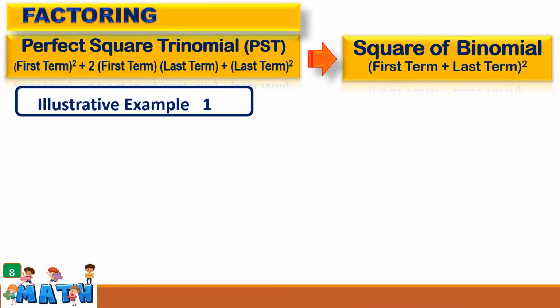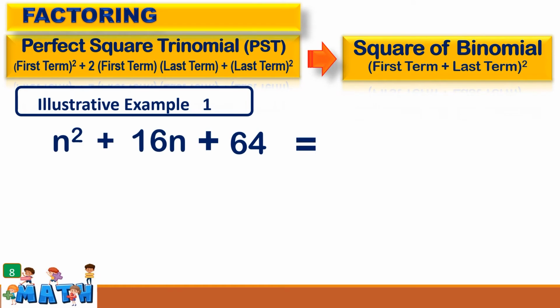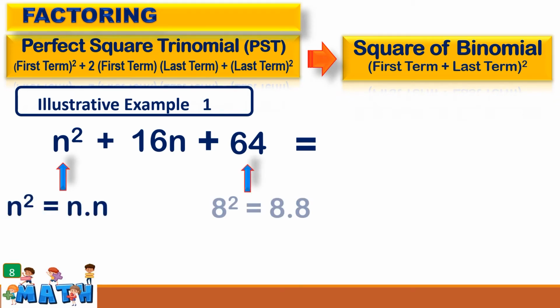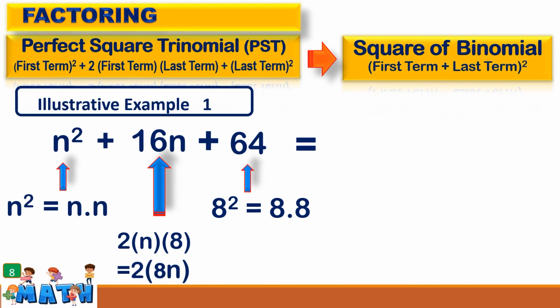Let's try example number 1. So we're going to factor n squared plus 16n plus 64. So what are we going to do? Check whether the first and last terms are perfect squares. The first term is n squared, and it can be written as n times n, and 64 can be written as 8 squared or 8 times 8. And checking for the middle term, we have n times 8 is 8n, times 2 is 16n. So we have a perfect square trinomial.